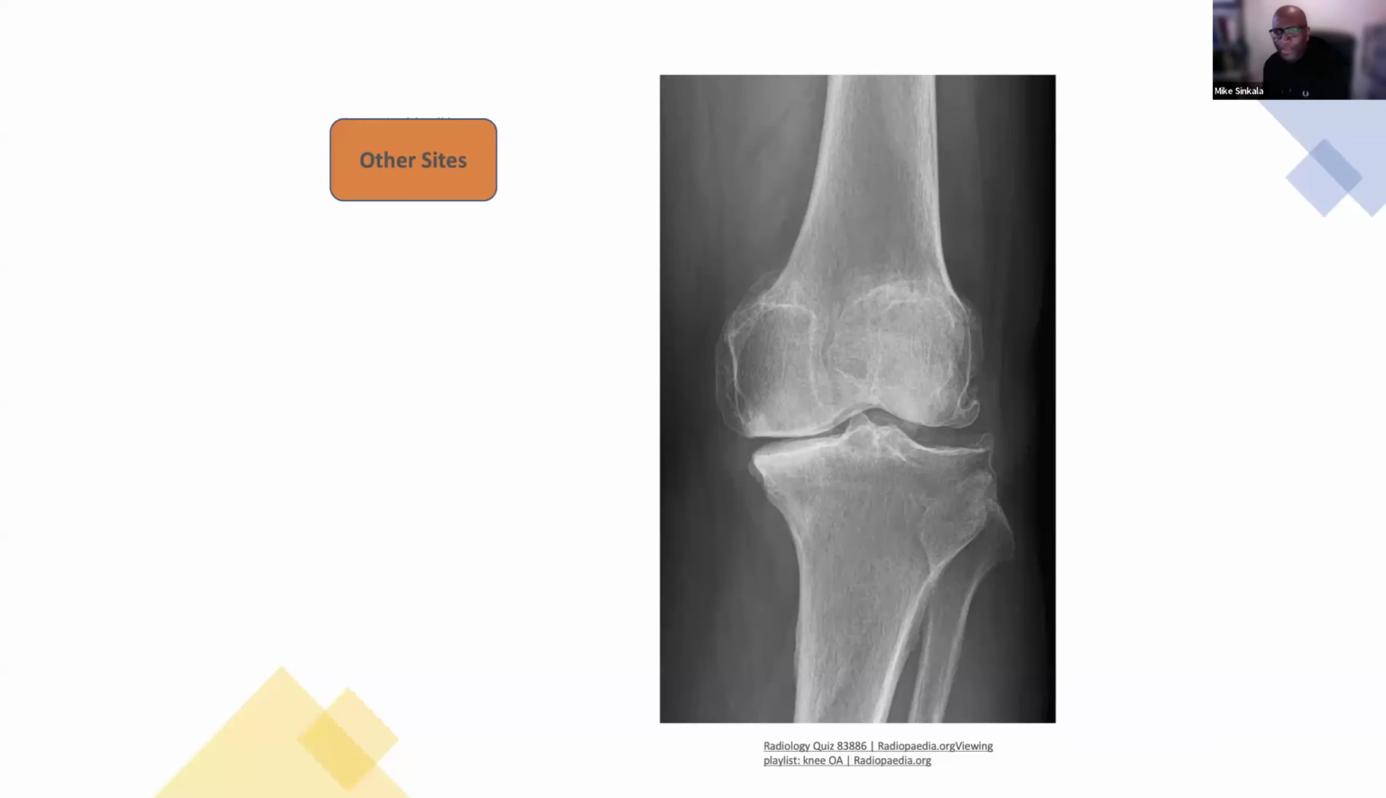But in this case here, we have a non-uniform joint space narrowing involving the medial compartment, subarticular sclerosis, and marginal osteophytes in both the medial and lateral joint compartments with a genu varus deformity. Classic example of osteoarthritis.